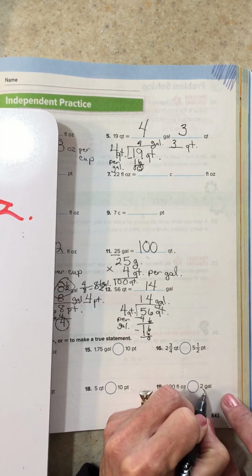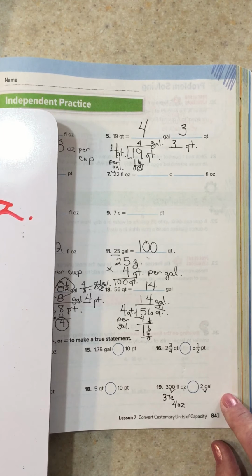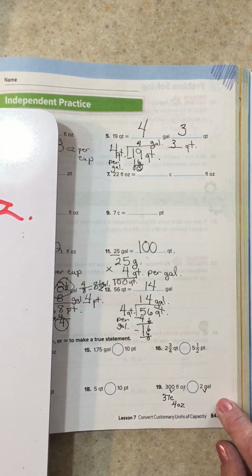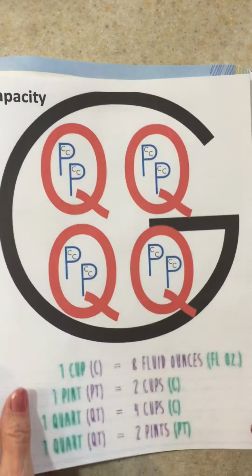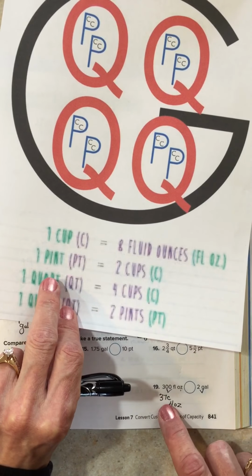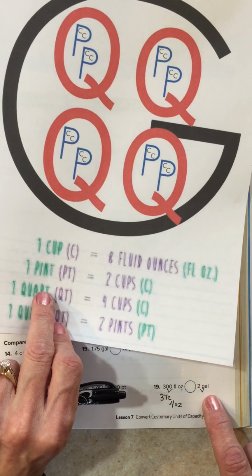So how many cups is 2 gallons? That should be easy. Let's look at our picture. In a gallon, how many cups are there? This is the gallon, the G. How many cups? 2, 4, 6, 8, 10, 12, 14, 16. Every gallon is worth 16 cups. And here we have 37 cups. It's going to be close.